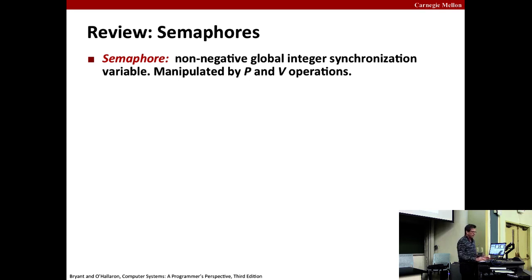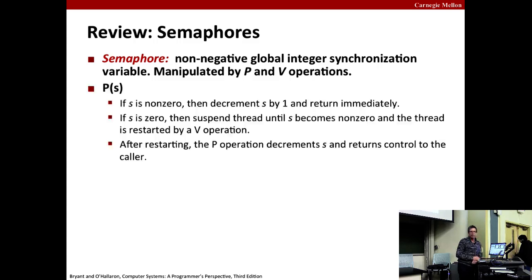So recall that a semaphore is a non-negative global synchronization variable. It's manipulated by P and V operations. And the P operation takes as an argument a semaphore. If the semaphore value is non-zero, it decrements the semaphore and then continues. If the semaphore value is 0, then it blocks, waiting for that semaphore value to be incremented by a V operation. After some V operation increments the semaphore, the P operation continues by decrementing S and then returning control to the caller.